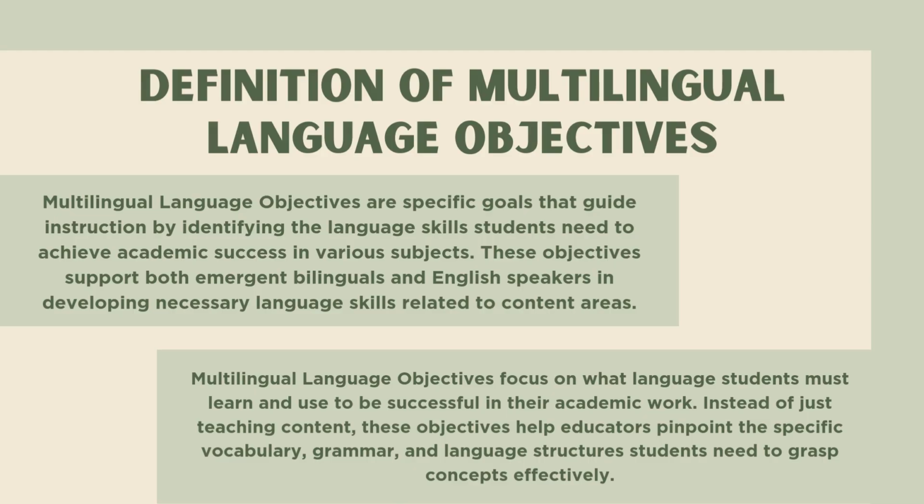So, the definition of multilingual language objectives. Language objectives are specific goals that guide instruction by identifying the language skills students need to achieve academic success in various subjects. These objectives support both emergent bilinguals and English speakers in developing necessary language skills related to content areas. So, in my own words, multilingual language objectives focus on what language students must learn and use to be successful in their academic work.